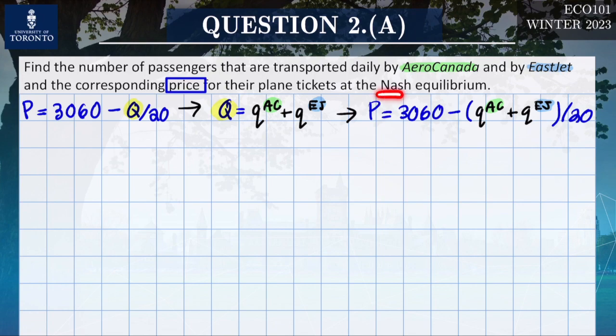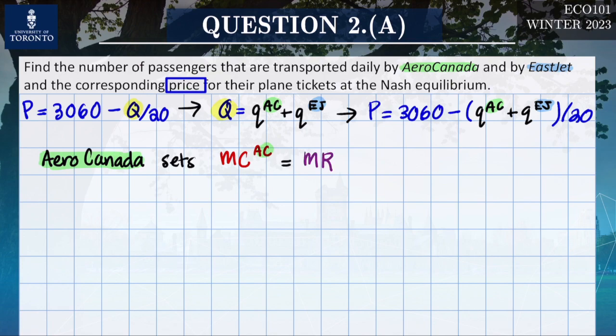Okay, so we need to find first the quantities at the Nash equilibrium. So we'll need to find the best response functions for both firms. But the profit maximization rule is the same as usual. Let's start with Aero Canada. Let's say this company is going to set as usual its marginal cost of production equal to its marginal benefit that it earns, so the marginal revenue. And this is the condition that maximizes profit.